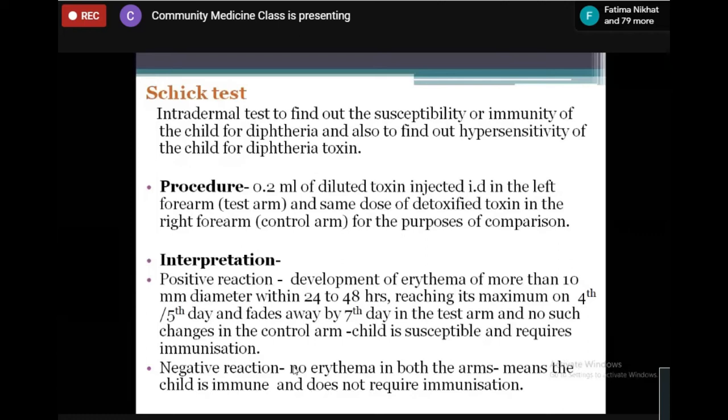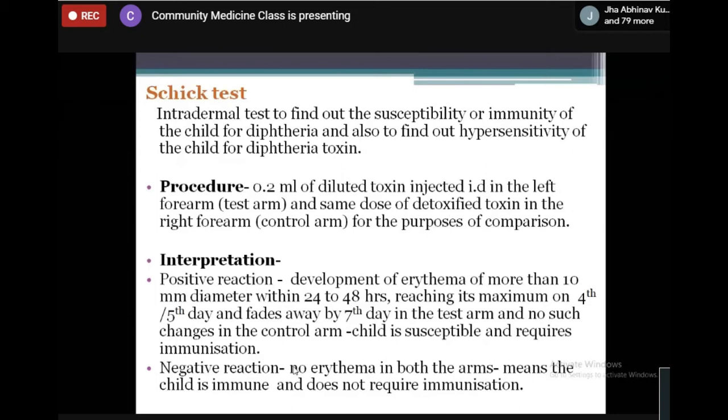So if this kind of erythema is developed in the test arm within 24 to 48 hours, and it increases in size on the fourth and fifth day, and on the seventh day it starts to fade away, then that case is positive. That positive means the child is susceptible and requires immunization. The child can acquire diphtheria disease, so the child is vulnerable. Now you have to give the immunization.